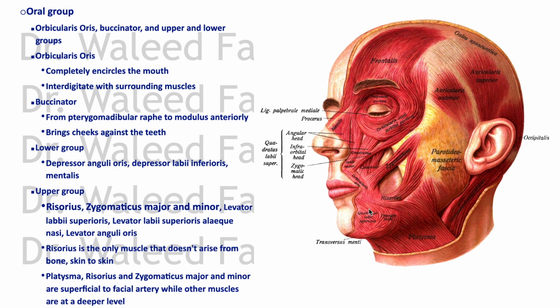Okay? Another thing unique about the risorius, that the risorius does not originate from bone. It's from skin to skin. It has no bony attachment at all, from hypodermis of skin to hypodermis of skin. Okay? So don't forget these two pieces of information about the facial artery deep to these muscles, and about the risorius being from skin to skin.